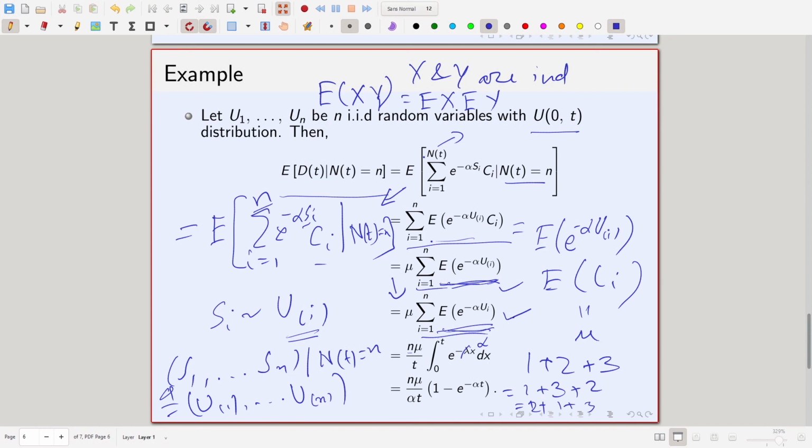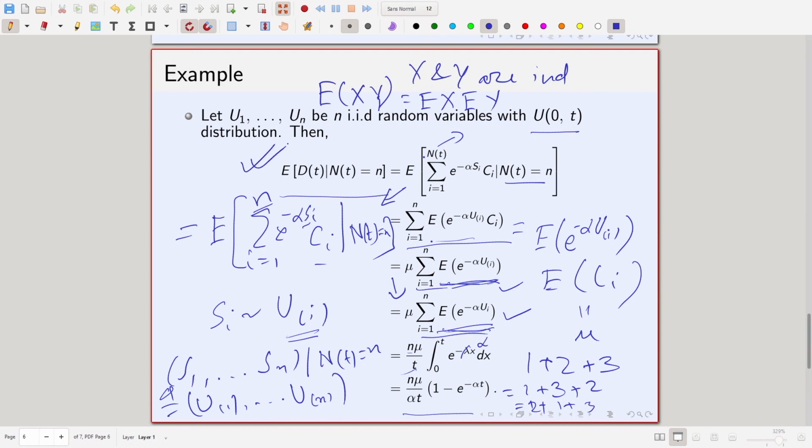So you are trying to find out this expectation, so this t comes out and it just becomes integration 0 to t e to the power minus alpha x dx. So this lambda is a typo, it should be e to the power minus alpha x dx, and now if you just do the integration, you get n mu over alpha t times 1 minus e to the power minus alpha t. So we have calculated this term.